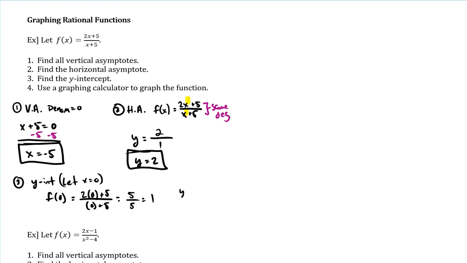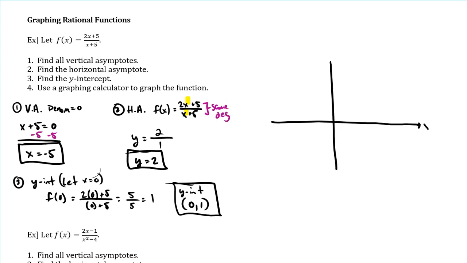And that means our x-coordinate was 0. So let me write it right here. The y-intercept was (0, 1). Okay, so there's the most important stuff for our rational function. And then let me go ahead and get this started.